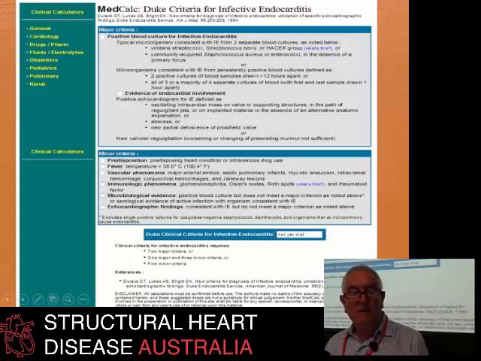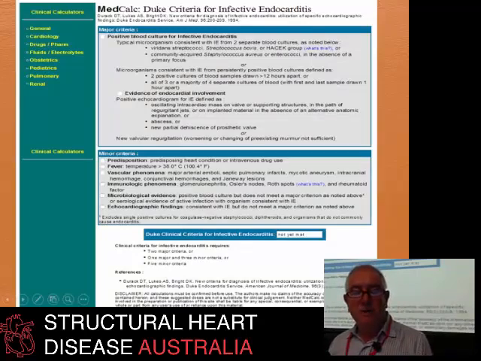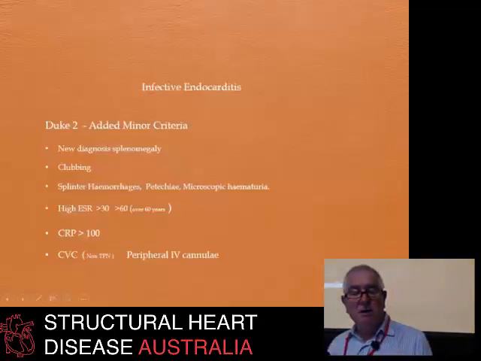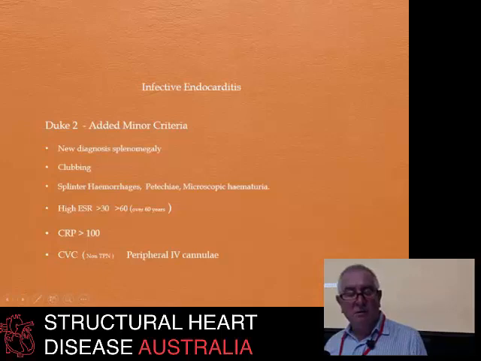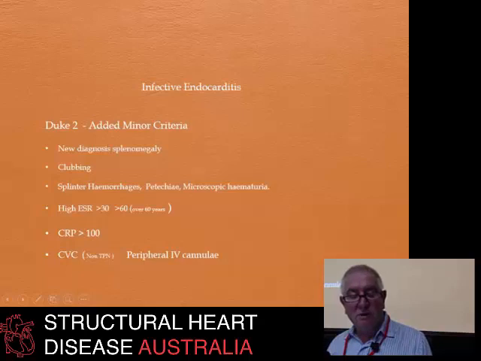There are then several minor criteria: predisposing conditions such as a heart condition with a prosthetic valve or intravenous drug use, fever, vascular phenomena of emboli, septic emboli to the lungs and to the arterial system, immunological phenomena, microbiological evidence, and echocardiographic findings that don't meet the original major criteria. That's since been added to with additional minor criteria which include a CRP above 100, presence of a central line which isn't being used for TPN, and even peripheral cannulas.